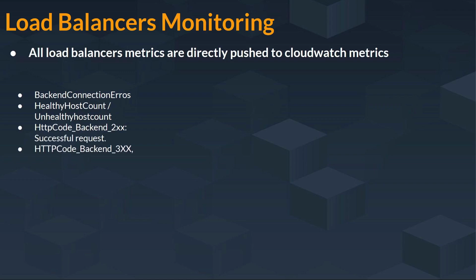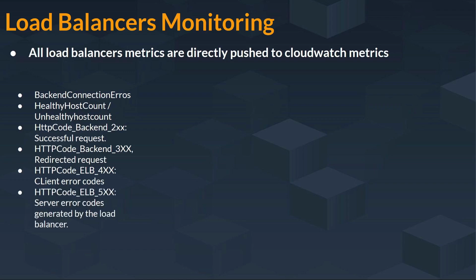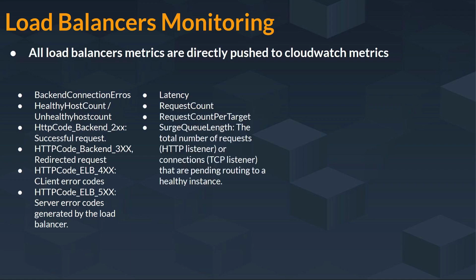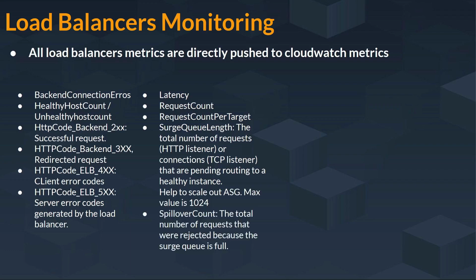HTTP code in the backend 3xx will be redirect requests. 4xx will be client error codes. 5xx will be server error codes, which we saw in the previous slide. Latency, request count per target, surge queue length: all these are important metrics that can be watched, which help to scale out the ASG. Max value is 1024. Spillover count you generally don't want to be high, because it is the total number of requests that were rejected because the surge queue was full.